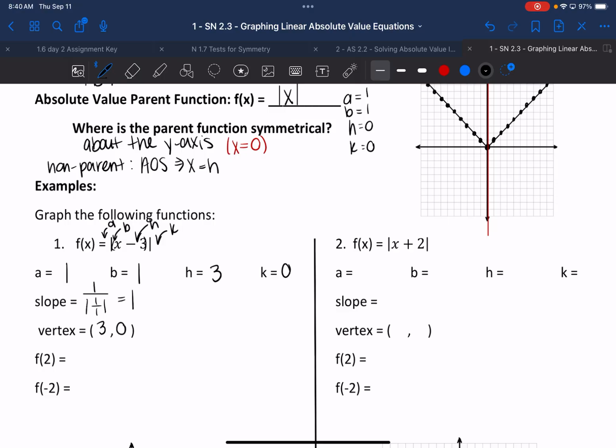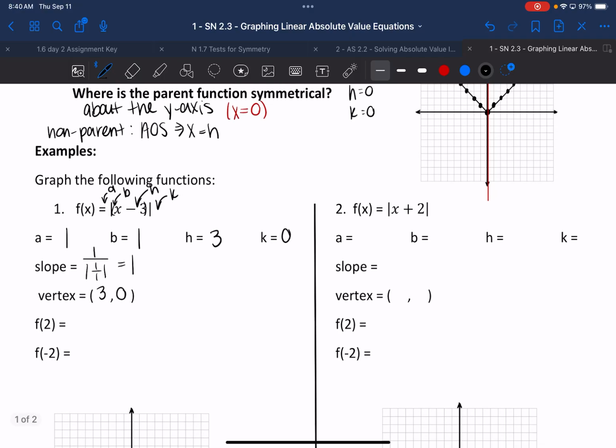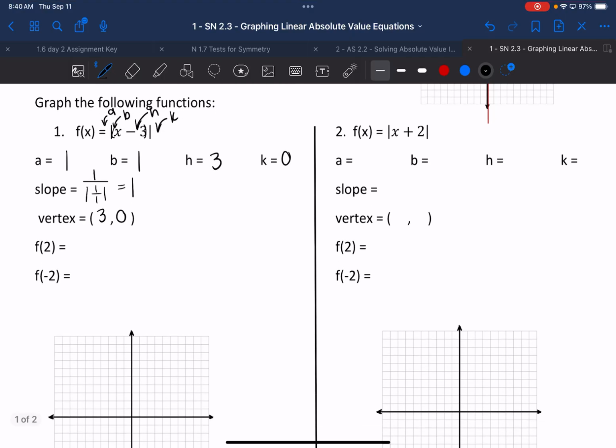3, 0. Perfect. Okay. And then they also ask us to find f of 2 and f of negative 2. That's just so that we have some extra points to plot, okay? So this just means I should go and replace the letter x with the number 2, right? So in the equation, I'd have the absolute value of 2 minus 3, right, if I plugged that in. And 2 minus 3 is negative 1.